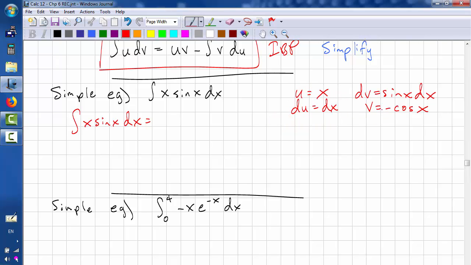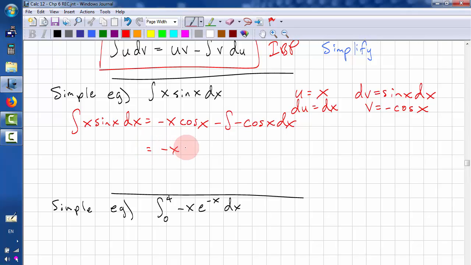equals uv. And it's convenient to lay out your equations as u, dv, du, v. So now we have uv. So I'm going to move the negative sign out front, negative x cos x, minus the integral of v du. So that's negative cos x dx. And what we'd like to end up with is something over here which is easy to integrate. That way we don't have any more steps to do.